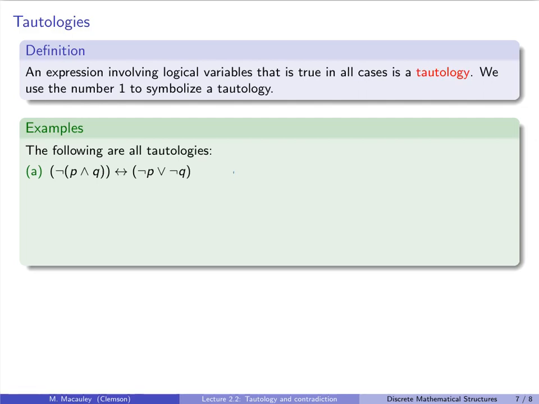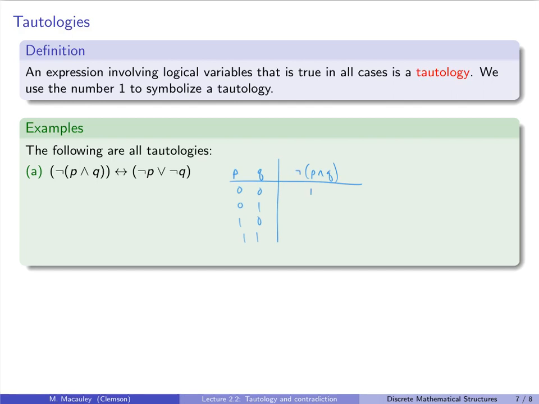Next, let's check this with the truth table. So if we have P and Q, so 0, 0, 0, 1, 1, 0, 1, 1, then the left-hand side is not (P and Q). So that's going to be the opposite of, so P and Q is true only when P and Q are both 1, otherwise it's 0, and a negation in front switches that.